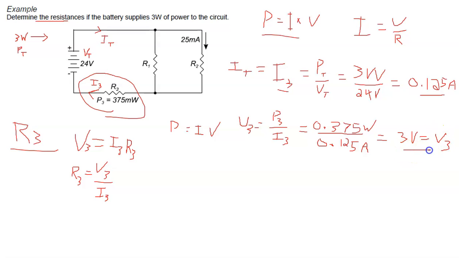And that's a key piece of information that we need, right? So we'll go back now to our Ohm's law equation, and we'll say that once I know V3 is 3 volts, I can divide that by I3, which again was 0.125 amps. And 3 divided by 0.125 gives us 24 ohms.